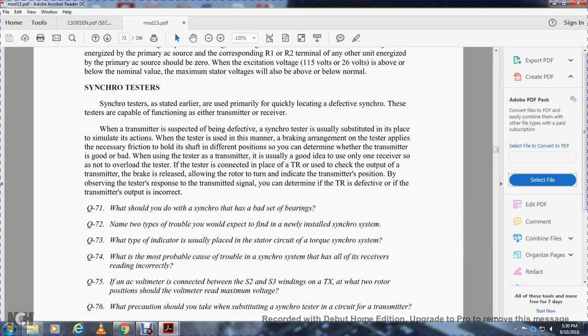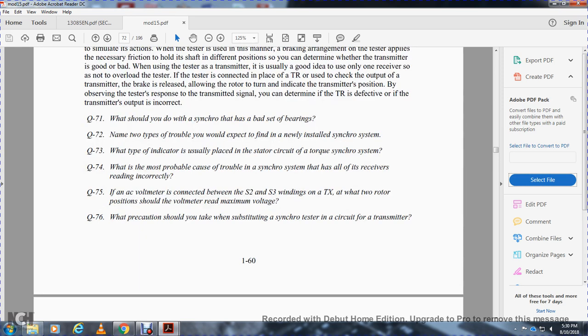You can determine whether the transmitter is good with the tester acting as a receiver. Do not overload the tester. With the tester connected in place of the torque receiver, you can detect the output of the transmitter by breaking the line to the rotor, to determine the transmitter indicator position. By the test response to the transmitted signal, you can determine that the torque receiver is defective or the transmitter output is incorrect.